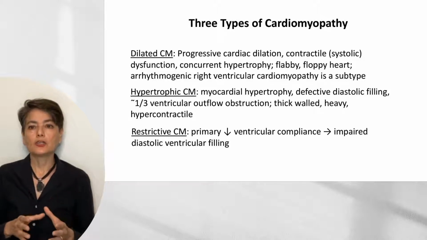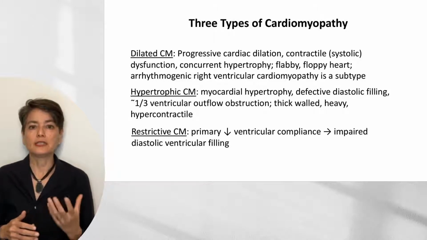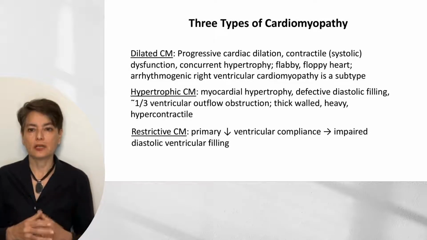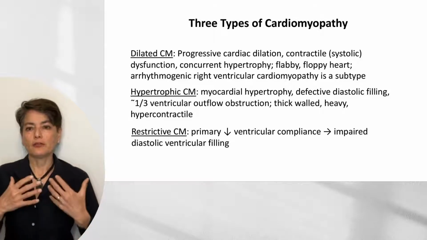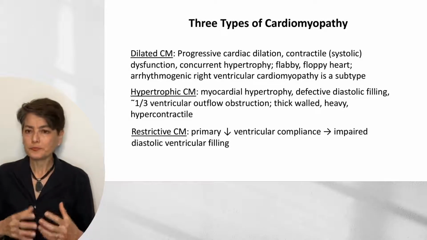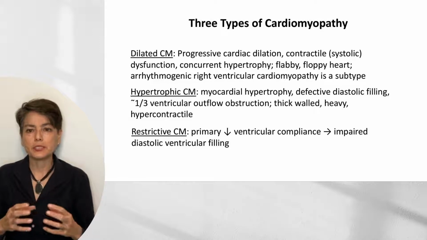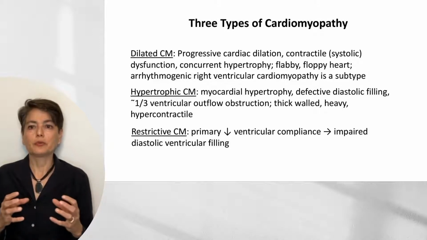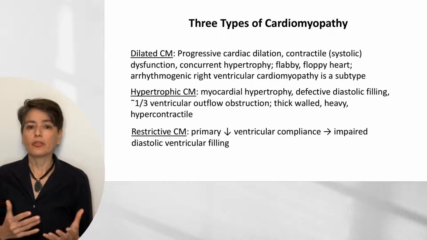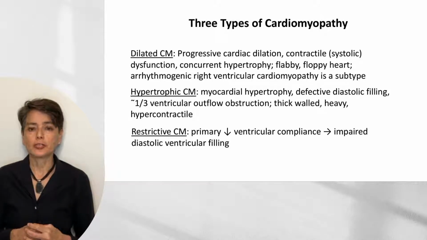Now, in contrast to the systolic dysfunction that we see in dilated cardiomyopathy, in hypertrophic cardiomyopathy, we have diastolic dysfunction. And in contrast to the flabby, floppy heart of dilated cardiomyopathy, in hypertrophic cardiomyopathy, we have a thick-walled, heavy, hypercontractile heart with myocardial hypertrophy. But this thickened wall is going to prevent the chambers from being able to dilate appropriately. They can't fill with blood to the extent that the body needs, and we have defective diastolic filling. About a third of these patients have ventricular outflow obstruction.